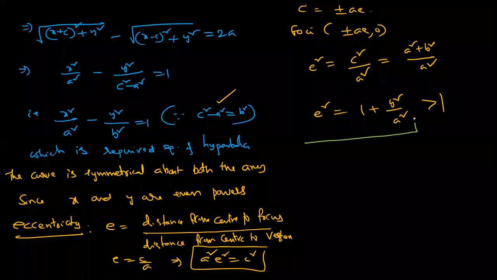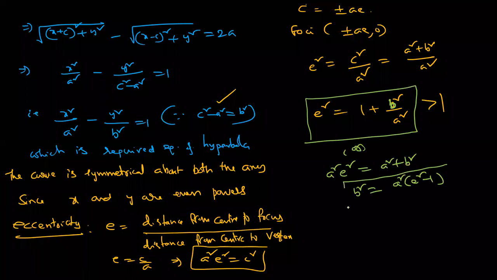This is the formula: e square is equal to 1 plus b square by a square. Or you can write another way. What is the other way? a square e square is equal to a square plus b square. Ellipse means 1 minus e square is coming. Hyperbola means e square minus 1. That is the difference. We should observe that one.